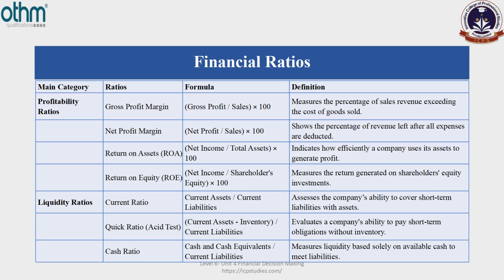Then we have liquidity ratios, in which we have three ratios: current ratio, quick ratio, also known as acid test ratio, and then we have cash ratio. Current ratio basically assesses the ability of the company to cover its short-term liabilities with the help of its assets. And quick ratio or acid test ratio basically evaluates the ability of the company to pay its short-term obligations without inventory. That's why in its formula we subtract the inventory. Then we have cash ratio, which measures the liquidity based solely on available cash to meet liabilities.